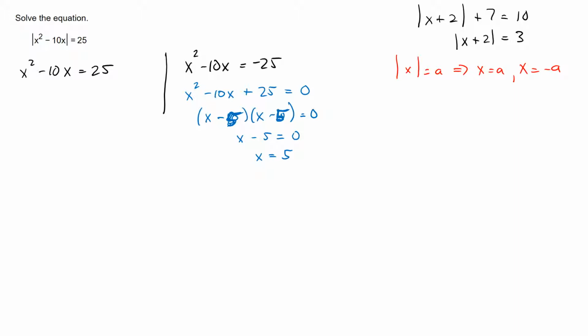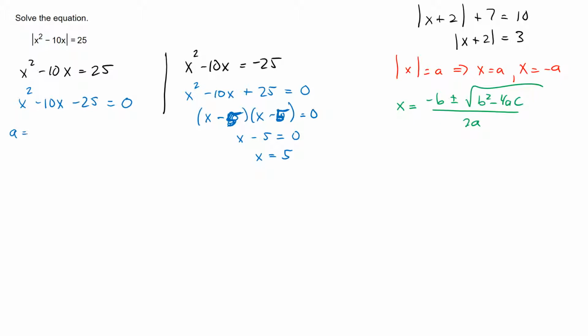So 5 is one solution. Now I need to address the equation on the left. Once again, I'm going to begin by getting 0 on one side and move the 25 to the left. Now this trinomial doesn't factor. There are no numbers that multiply to negative 25 and add to negative 10. So I have to use the quadratic formula. Recall that the quadratic formula is negative b plus minus square root of b squared minus 4ac all divided by 2a. And so first I have to identify a, b, and c.